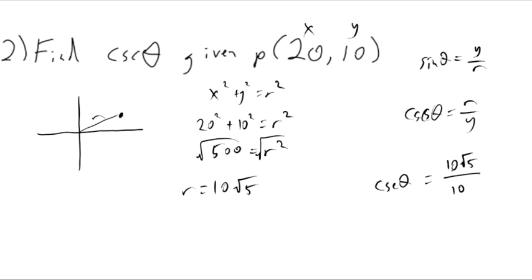So we can simplify that. 10 root 5 over 10 is just going to give us square root of 5. So our answer, the cosecant of theta given that point, is going to be the square root of 5.